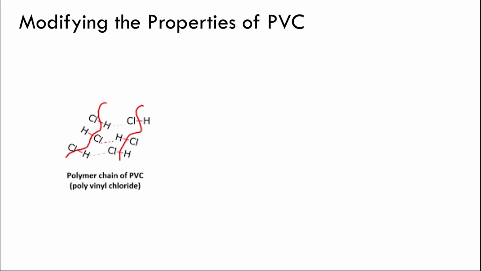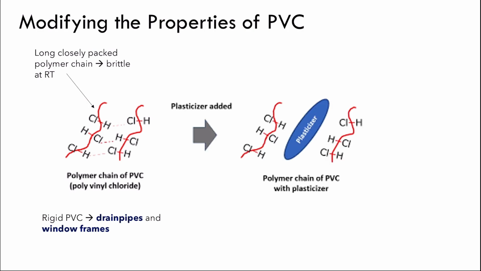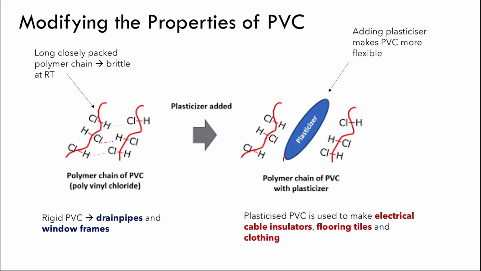An example of one of the polymers whose properties can be modified by adding a plasticizer is polyvinyl chloride or PVC. Polyvinyl chloride forms long, closely packed polymer chains. So PVC is brittle at room temperature. The rigid PVC is used in drain pipes and in window frames. However, when a plasticizer is added, the plasticizer will add itself between the chains of the polyvinyl chloride, and then the PVC will become more flexible. So plasticized PVC is used to make electrical cable insulators, flooring tiles, and clothing because now it's much more flexible than the rigid PVC.